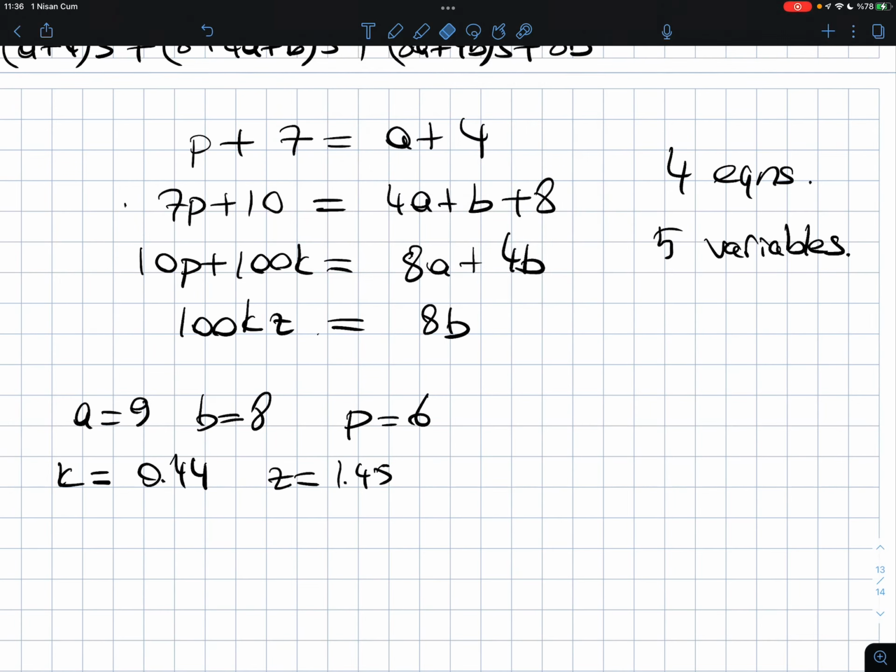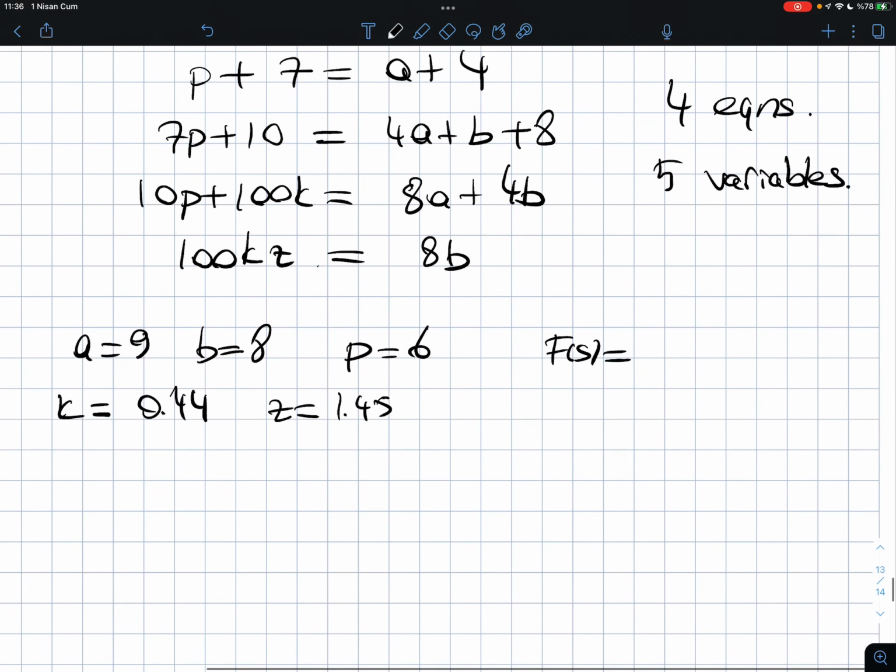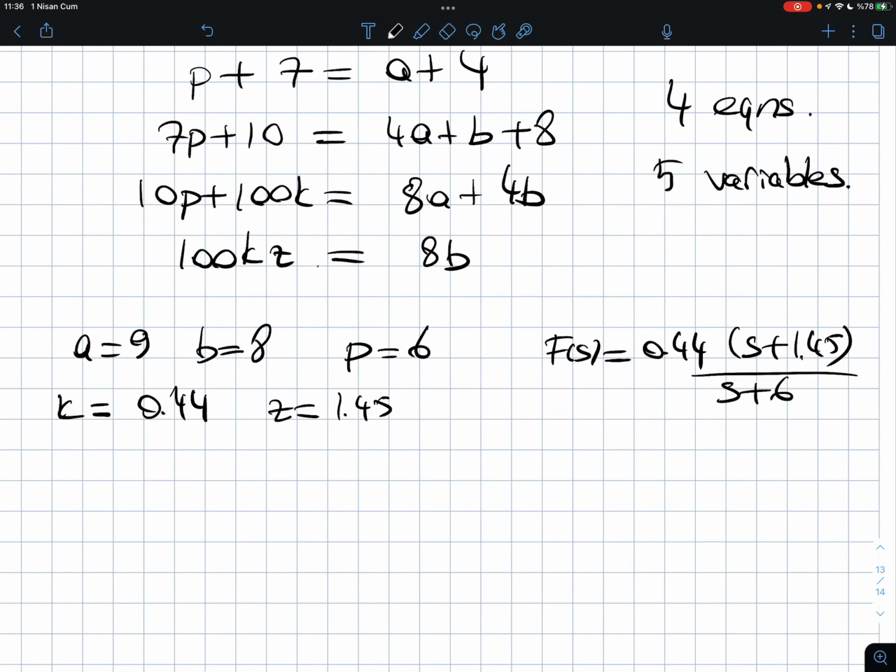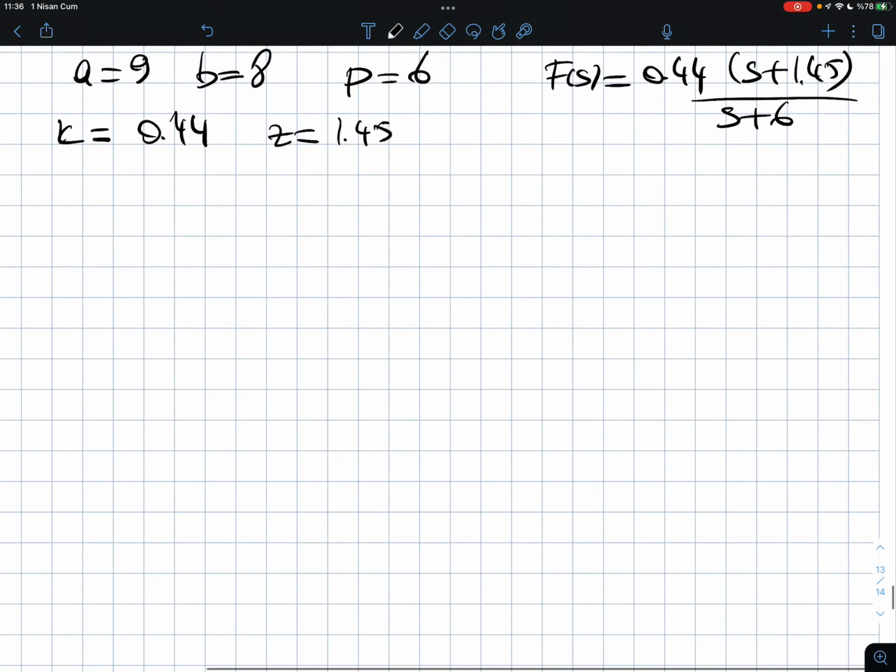So note that I have chosen a and b so that we have basically a stable closed loop. Because there are infinitely many solutions, I have to at least choose a stable solution here. Now the controller that we then end up with is the following. We have F(s), where the gain is 0.44. The zero here is at 1.45, and the pole here is at 6.